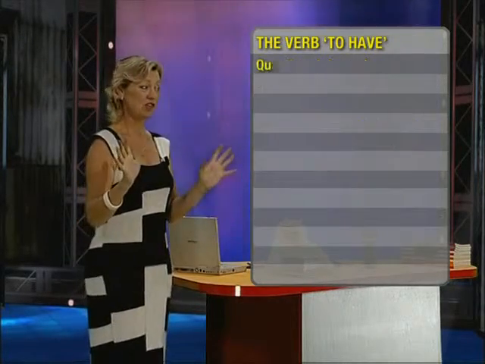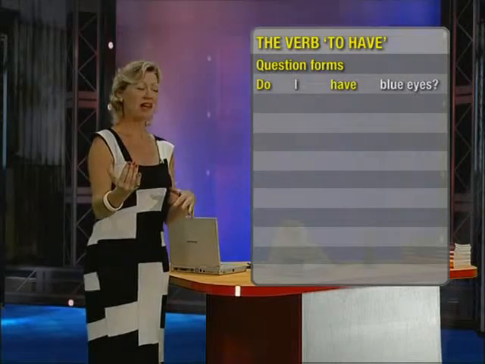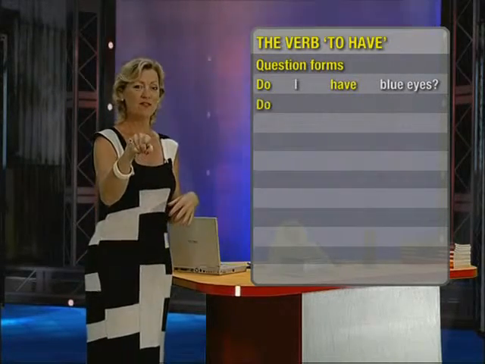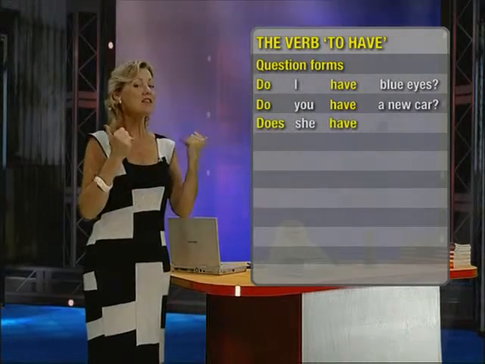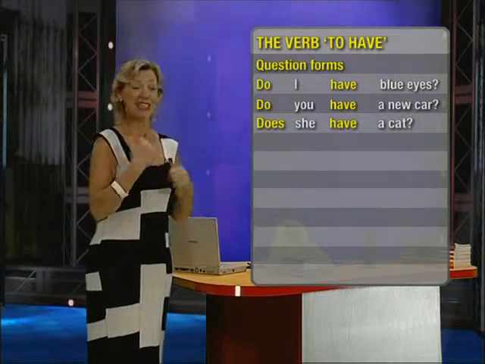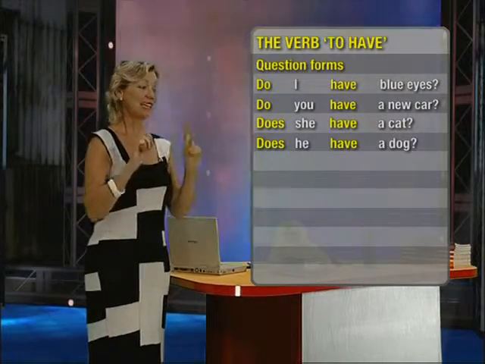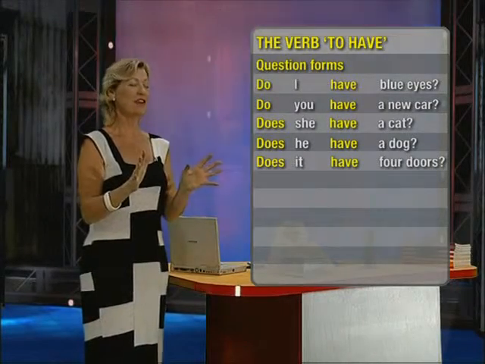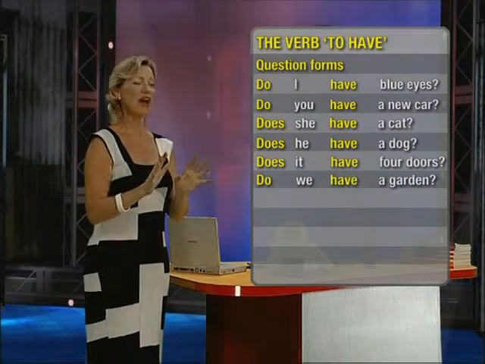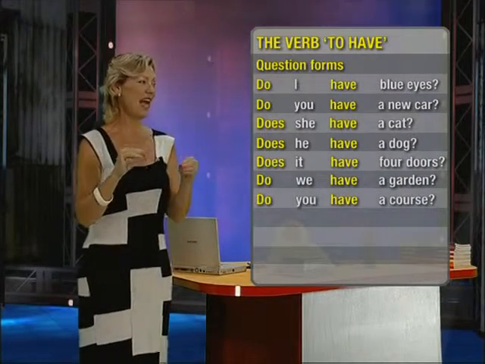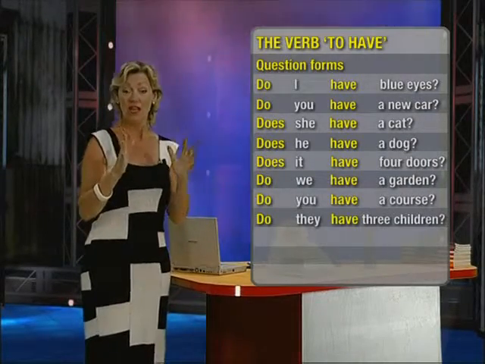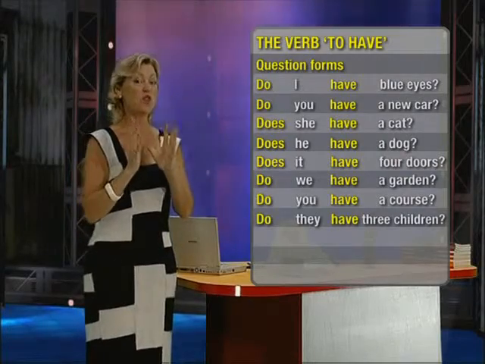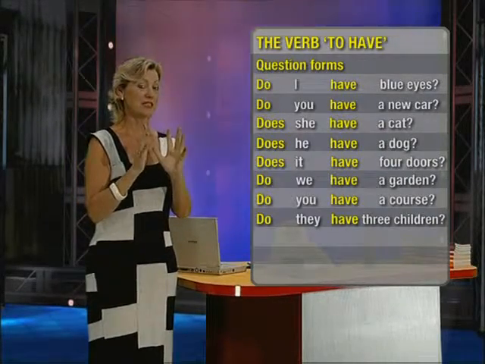Okay? The question, do I have blue eyes? Do you have a new car? Does she have a cat? Does he have a dog? Does it have 4 doors? Do we have a garden? Do you have a course? And do they have 3 children? Okay, so that's the verb have. Don't forget the auxiliaries do and does.